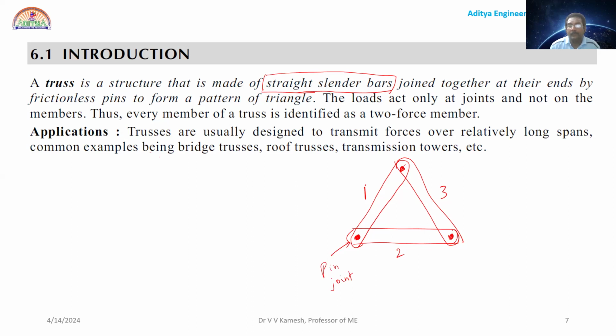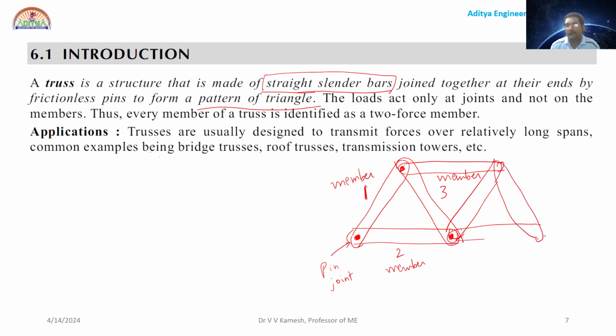Here each scale means a link, or you can call it a member: member 1, member 2, and member 3. Now you can see the pattern of a triangle. This is the first triangle. Suppose I want to extend, then I will add a fourth one, a fifth one, and a sixth one. This is a pattern I can continue for a long length.